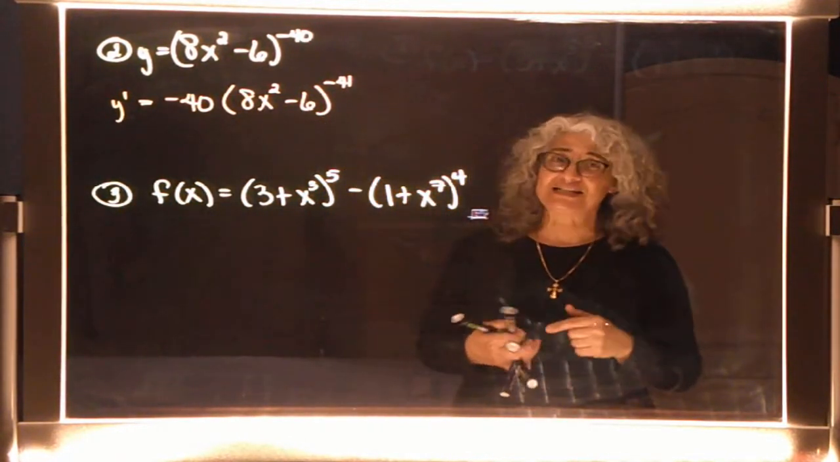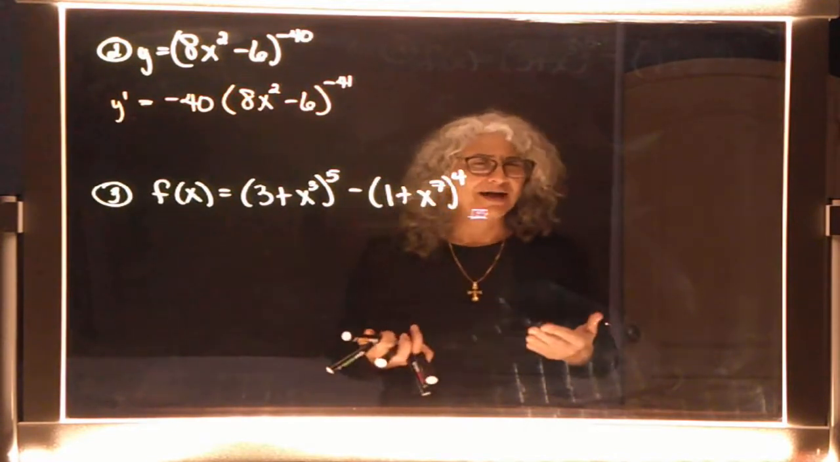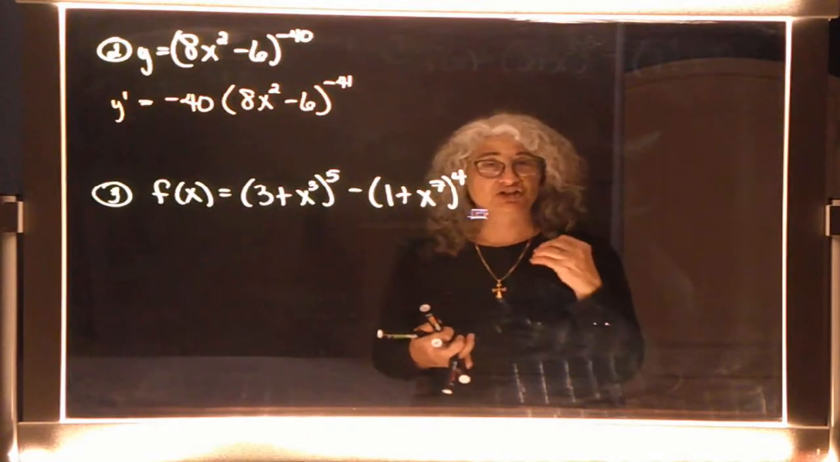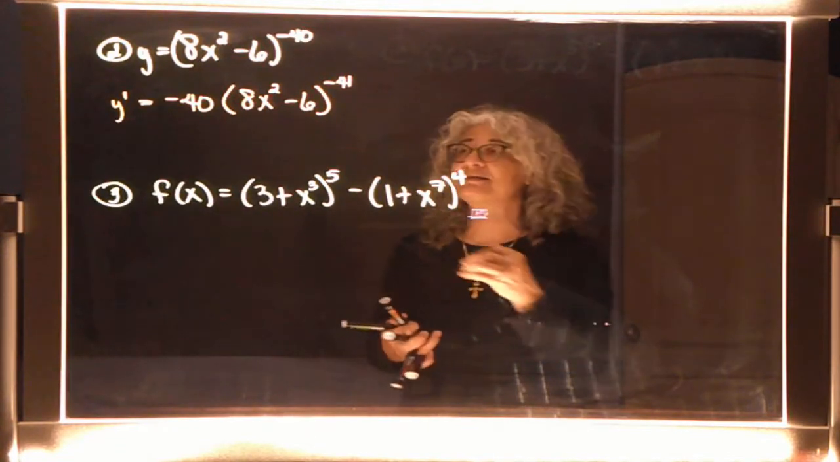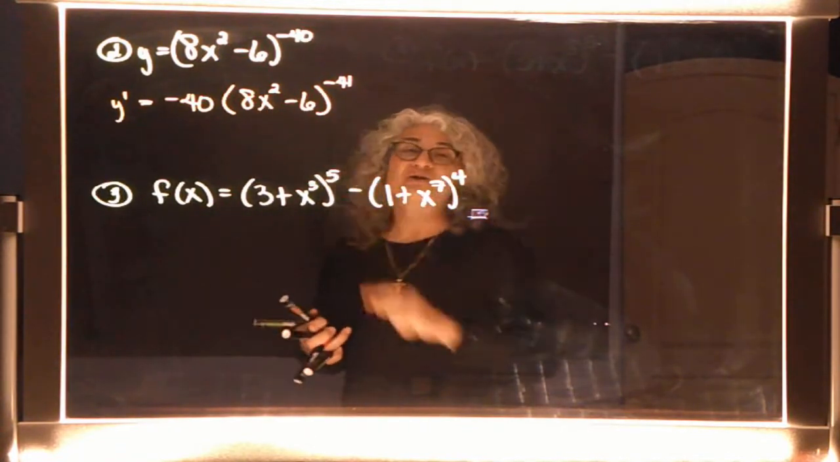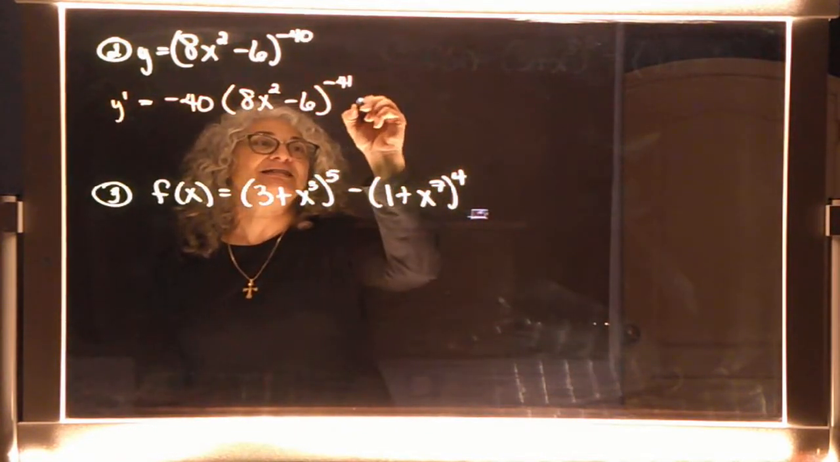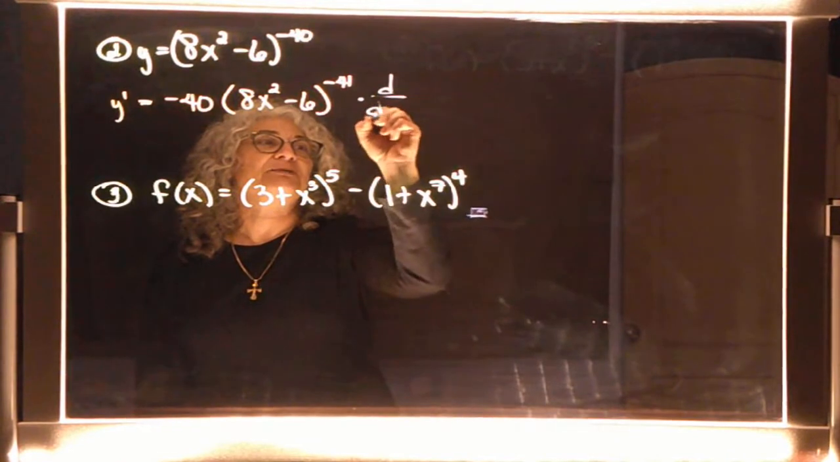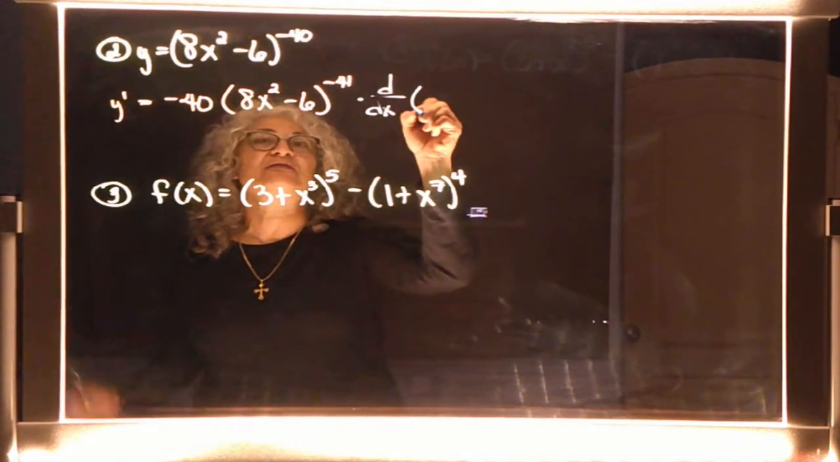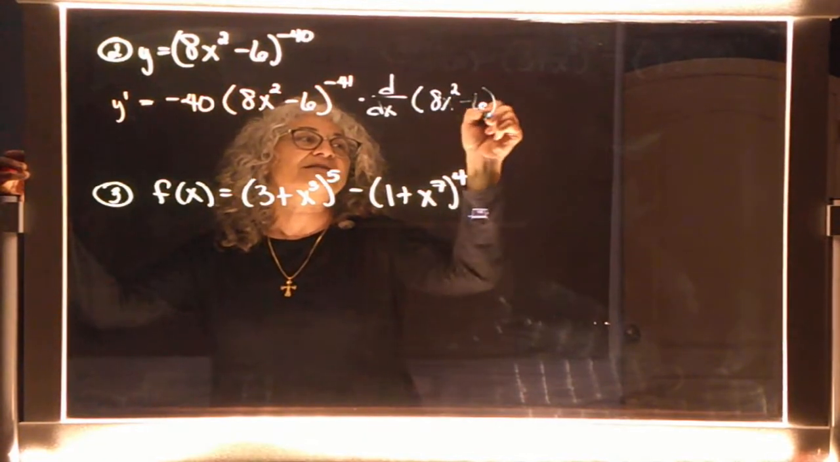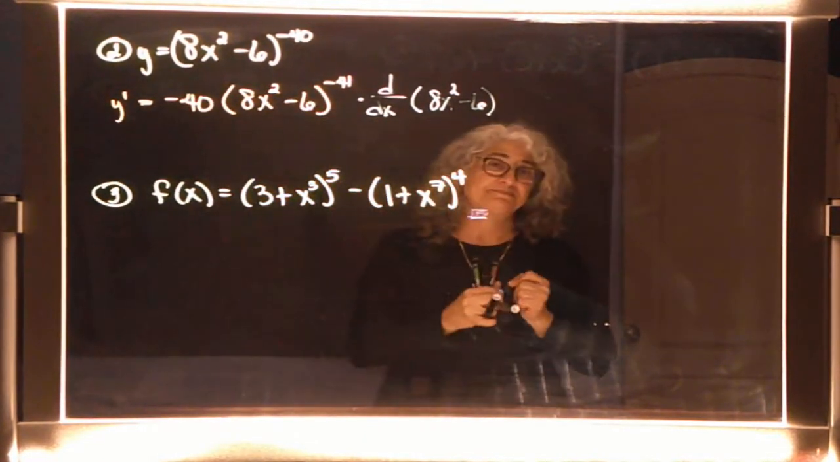But I'm not done in this particular case. Why? The base is not just an x. The base is 8x squared minus 6, which means I am going to have to take this and multiply it by the derivative of 8x squared minus 6. With me?